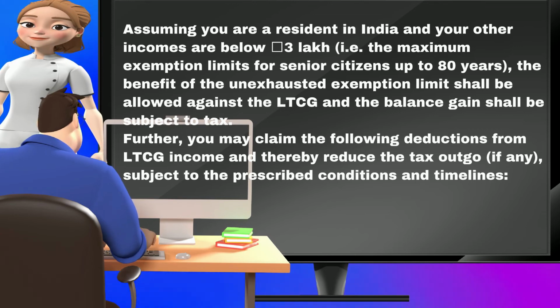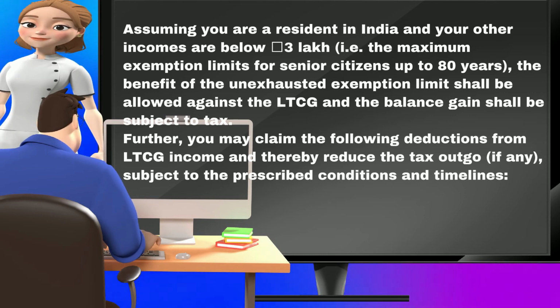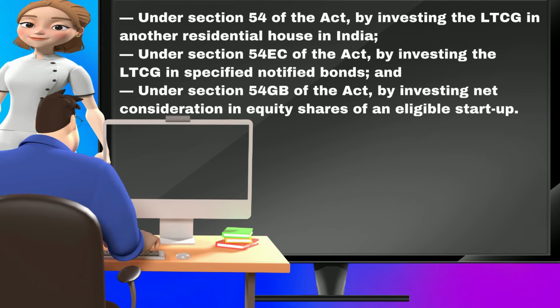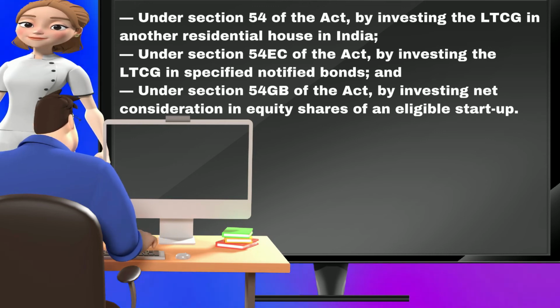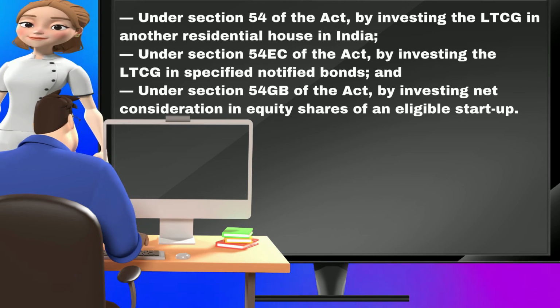Further, you may claim the following deductions from LTCG income and thereby reduce the tax outgo, if any, subject to the prescribed conditions and timelines: under Section 54 of the Act, by investing the LTCG in another residential house in India; under Section 54EC of the Act, by investing the LTCG in specified notified bonds; and under Section 54GB of the Act, by investing net consideration in equity shares of an eligible startup.